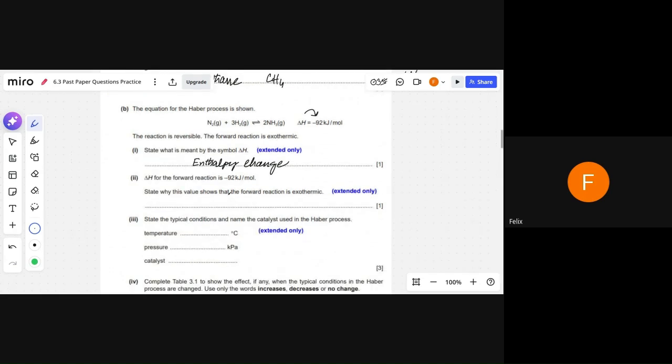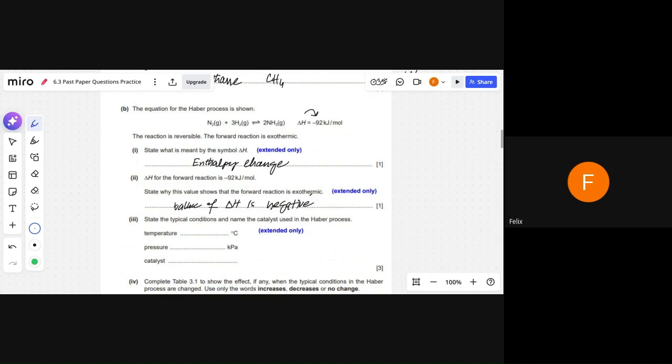So delta H for the forward reaction is -92 kilojoules per mole. State why this value shows that the forward reaction is exothermic. Because it is negative, right? So we know that the value of delta H is negative, and that is why the forward reaction is exothermic.